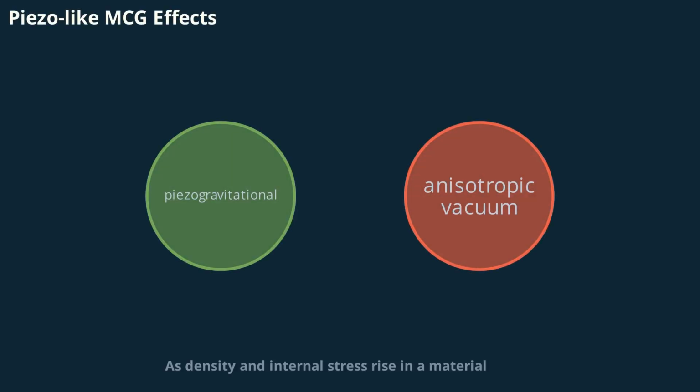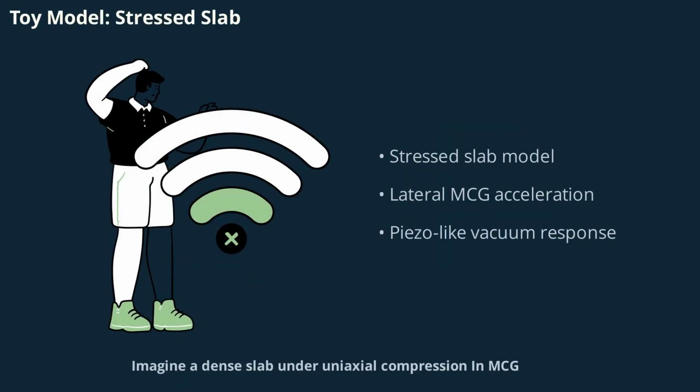As density and internal stress rise in a material, MCG predicts not just stronger vacuum structuring, but directionality, akin to a gravitational piezoelectric effect. In dense, stressed matter, the vacuum flow can be redirected slightly off-axis, producing tiny lateral accelerations. This piezogravitational response means that internal stress can branch or squeeze the vacuum flow, subtly tilting the local weight vector without violating Einstein's gravity. Imagine a dense slab under uniaxial compression.